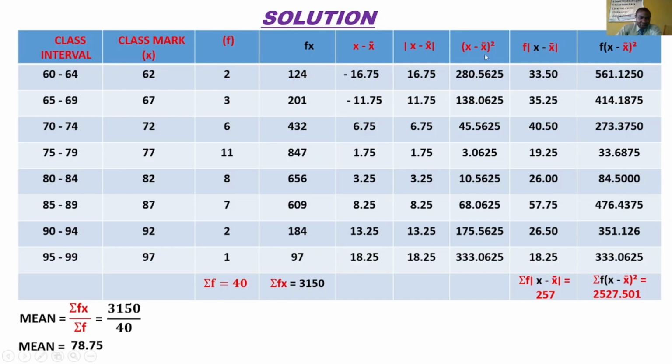Now, this is the value of the mean we have, so we are going to bring it here. So we have x minus x bar. X bar here connotes our mean. This x with a bar on top is what we call the mean. That is the symbol for a mean. So in order to determine x minus x bar, we'll say 62 minus 78.5. It will give us this value. 67 minus the mean will also give us this one.